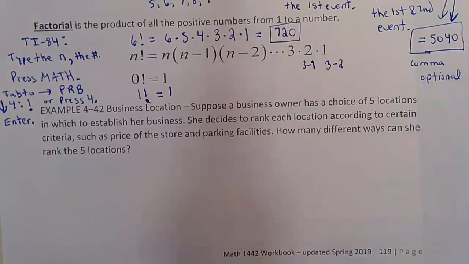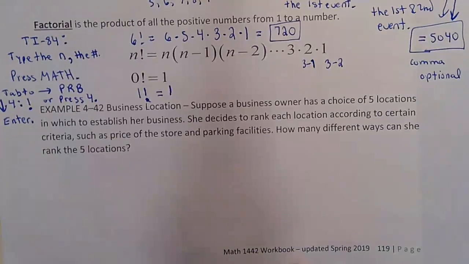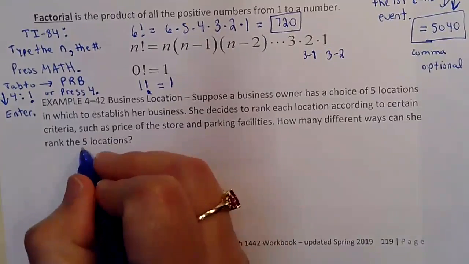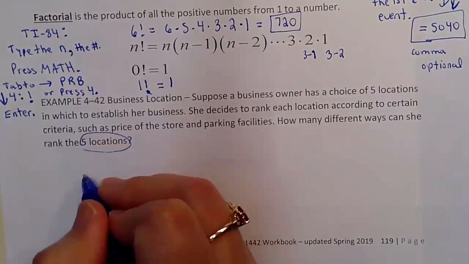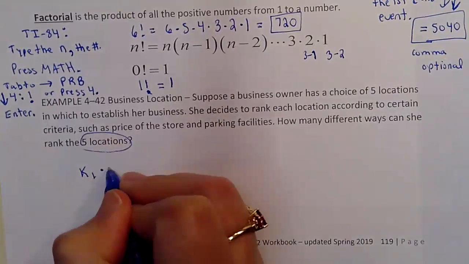Okay, example 4-42, business location. Suppose a business owner has a choice of 5 locations in which to establish her business. She decides to rank each location according to certain criteria, such as the price of the store and the parking facilities. How many different ways can she rank the 5 locations? So she's got 5 locations, so we're going to be doing a K1 through K5.